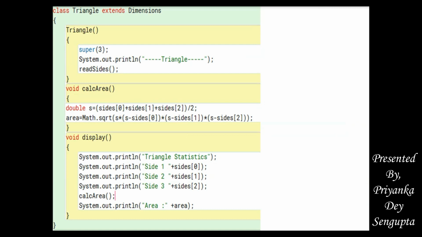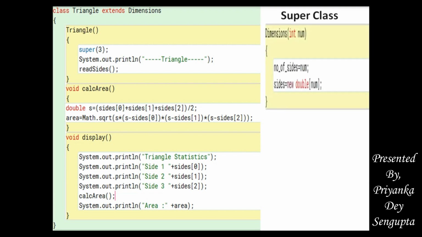Similarly, the subclass Triangle will extend the superclass Dimensions. Now, in the subclass Triangle constructor, the first line of the subclass constructor will always be the call to the superclass by using the keyword super. We wrote super(3) here because a triangle has 3 sides and all 3 sides are different. Next, it's printing Triangle, then reading the sides by calling the readSides method of the superclass.